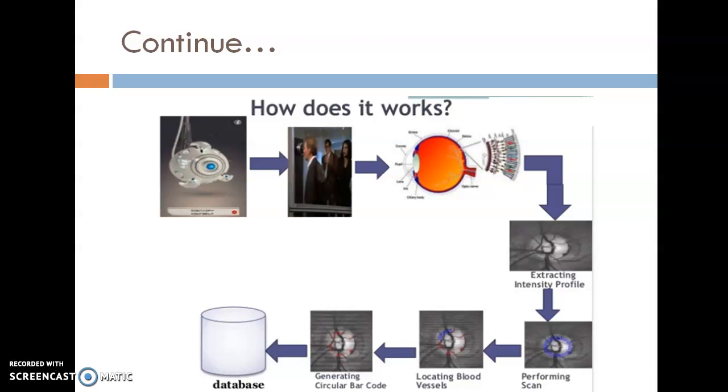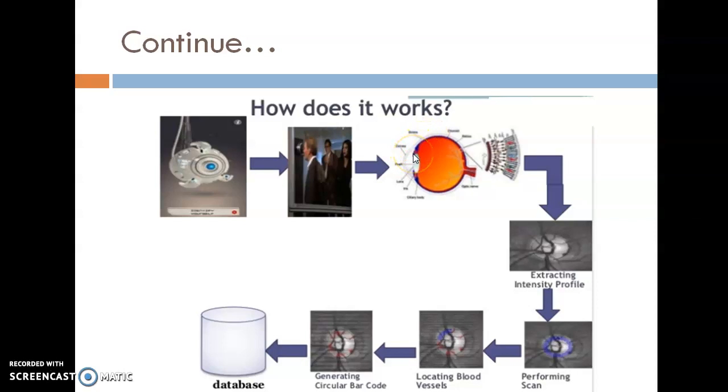Now see here, this is a retina scanner. Here this person is going to scan his retina with this system. Okay, your retina must be in front of this scanner. Here from these blue spots infrared beams come out.